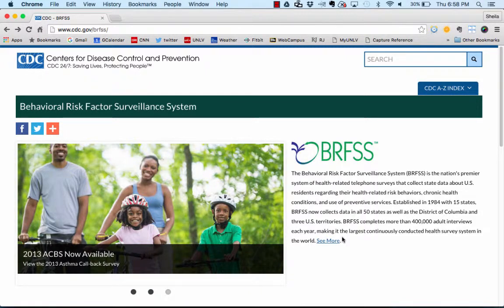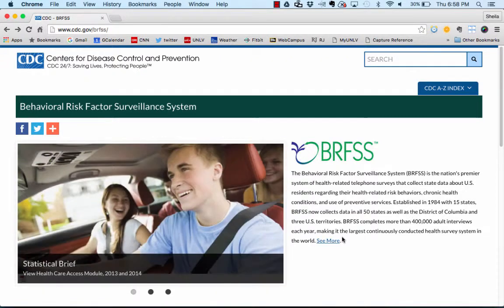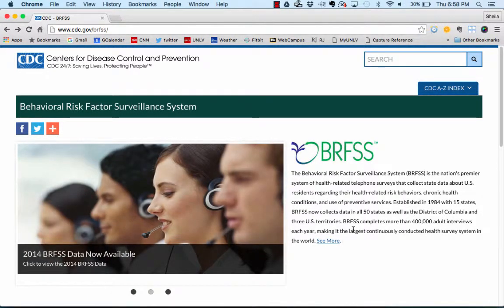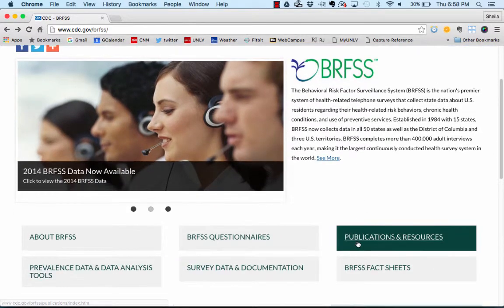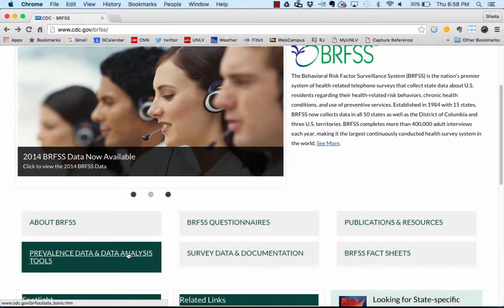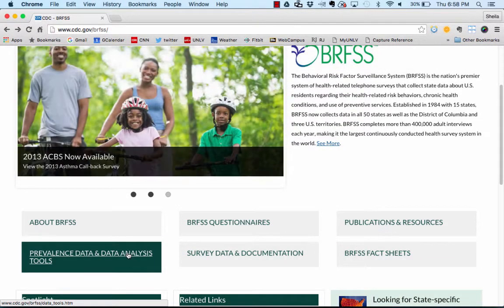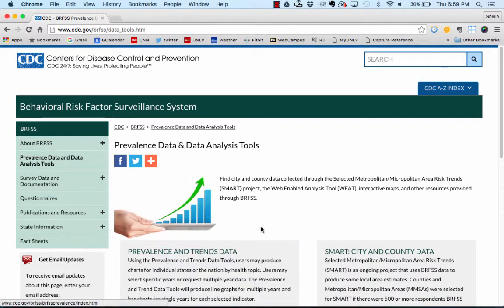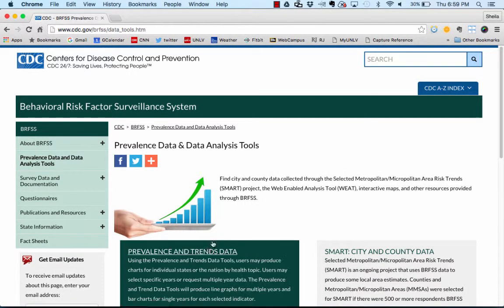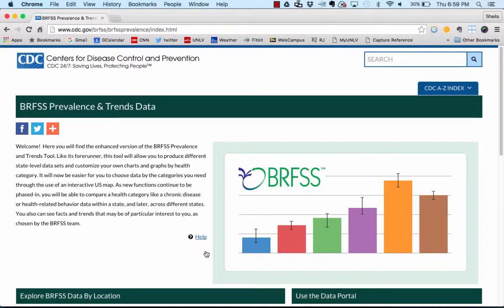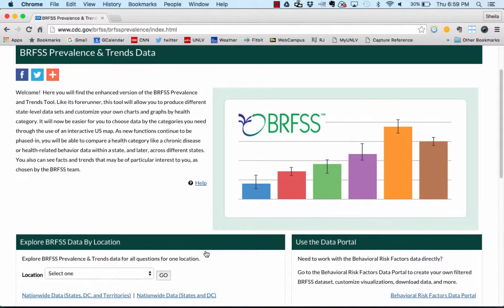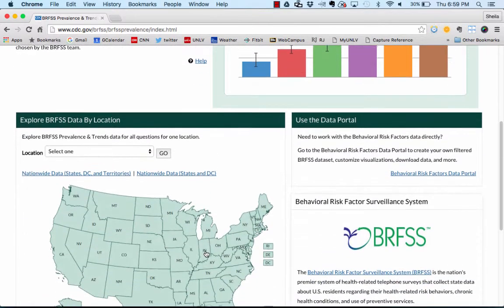You can get there by Googling BRFSS, B-R-F-S-S, for Behavioral Risk Factors Surveillance System, or at cdc.gov/brfss. Once you get to the BRFSS main page, you're going to scroll down to Prevalence Data and Data Analysis Tools. Once you get here, you'll click again on Prevalence and Trends Data. And here's the page where you'll find the map where you select your state.